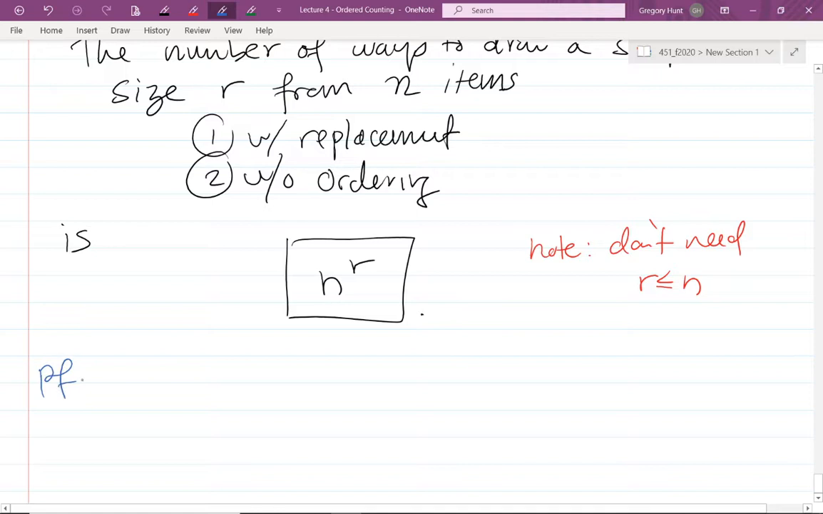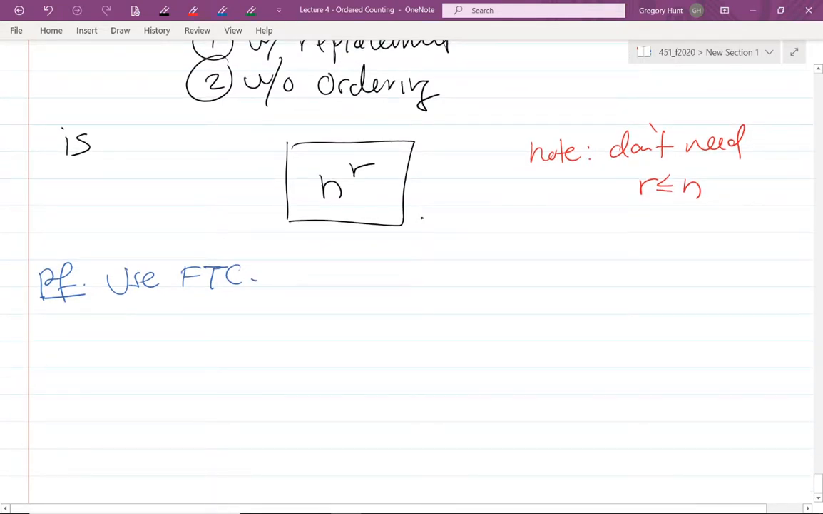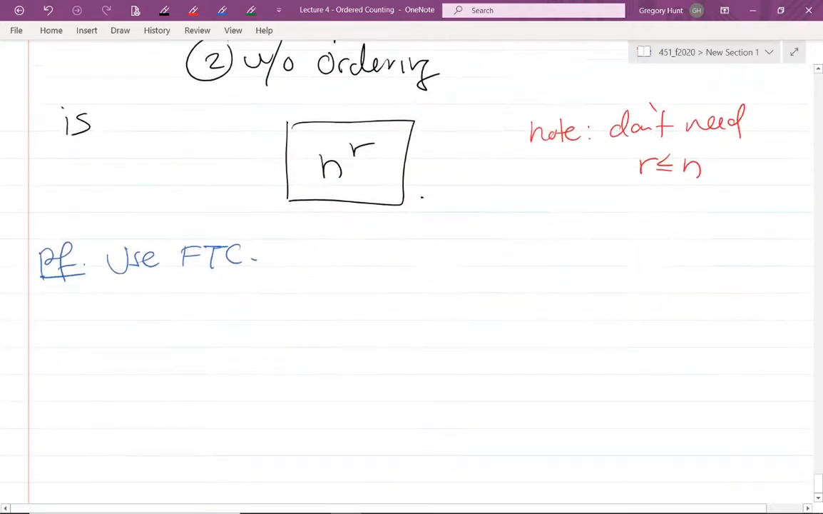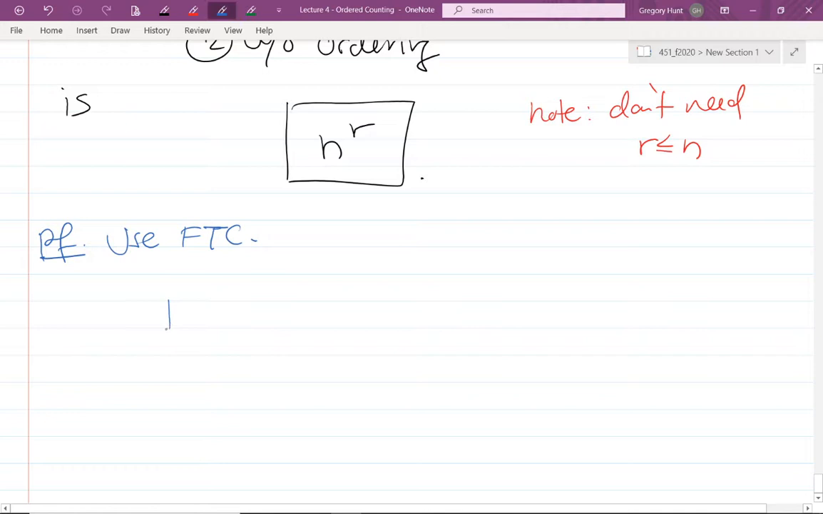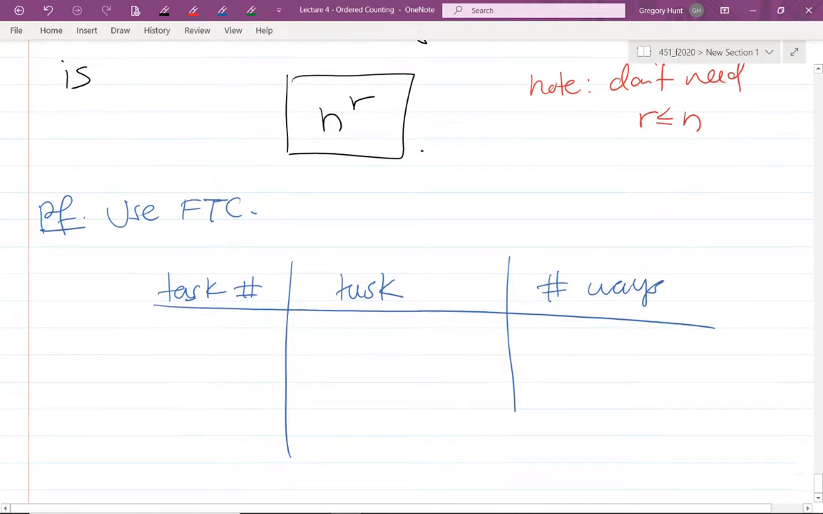Okay, let's look at a proof. I bet you can guess how this is proved. Use FTC. That's why that theorem is called the fundamental theorem of counting: it is super fundamental and everything else is kind of derived from that. So in order to use the fundamental theorem of counting, we have to break the sampling task up into a series of subtasks. So we have task number, a description, and the number of ways to do that task.